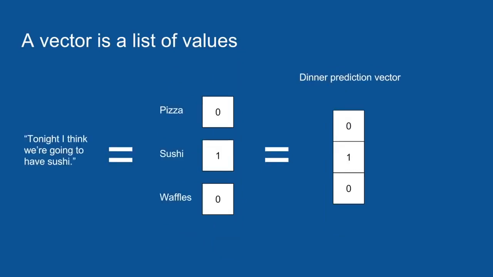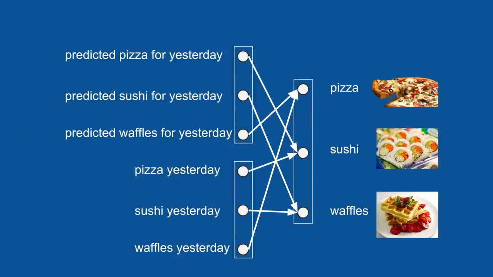So we can make a one-hot vector for our prediction for dinner tonight. We set everything equal to 0 except for the dinner item that we predict. So in this case, we'll be predicting sushi. Now we can group together our inputs and outputs into vectors, separate lists of numbers, and it becomes a useful shorthand for describing this neural network.